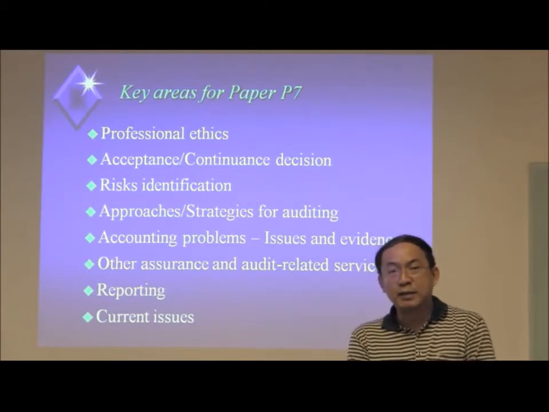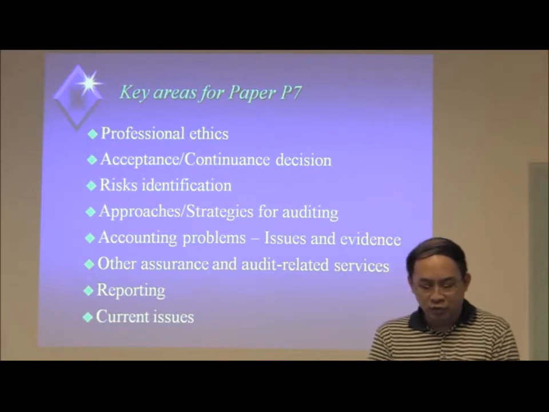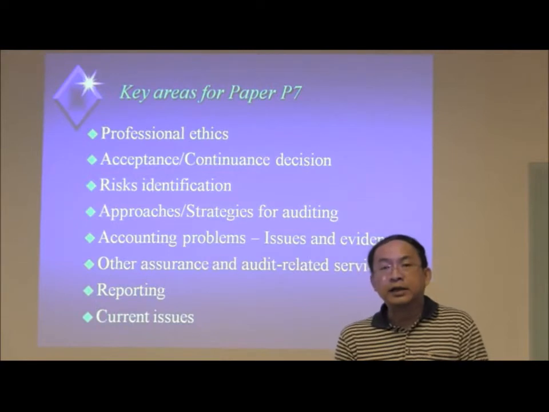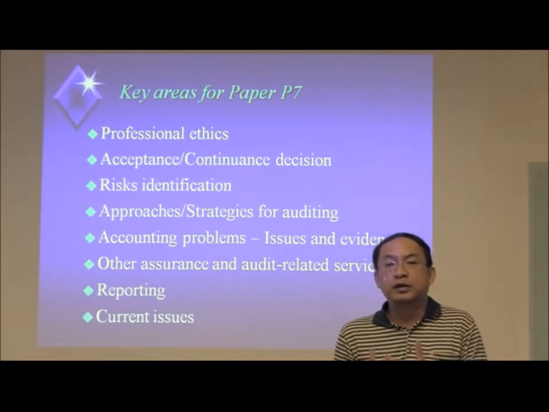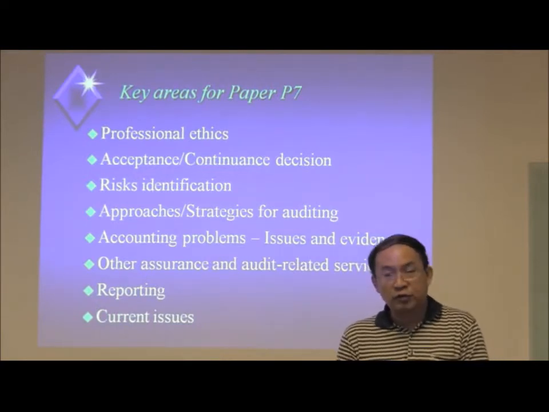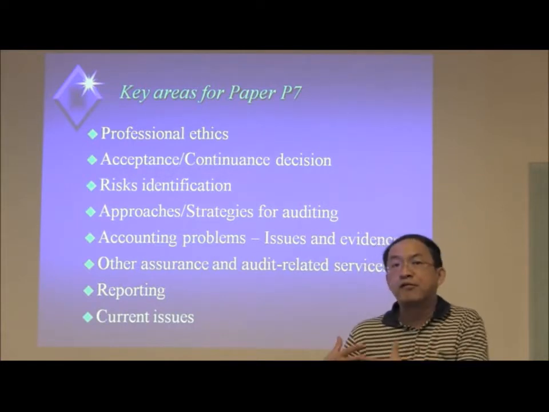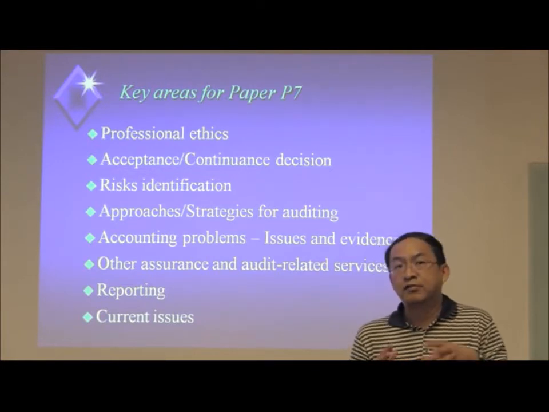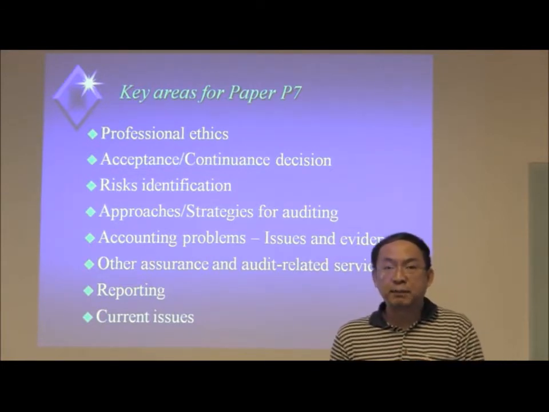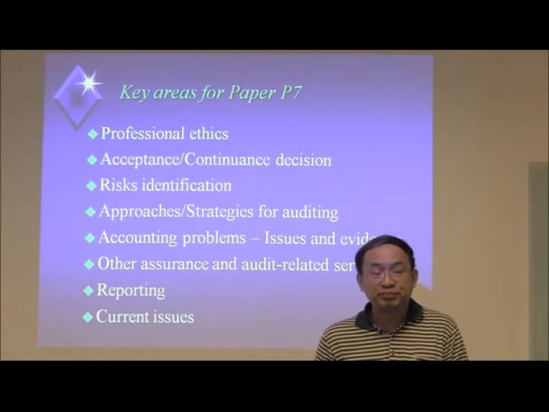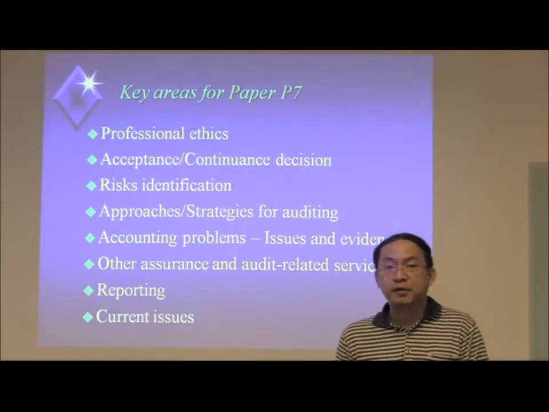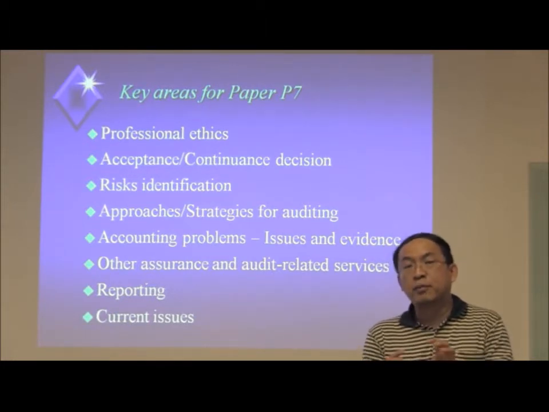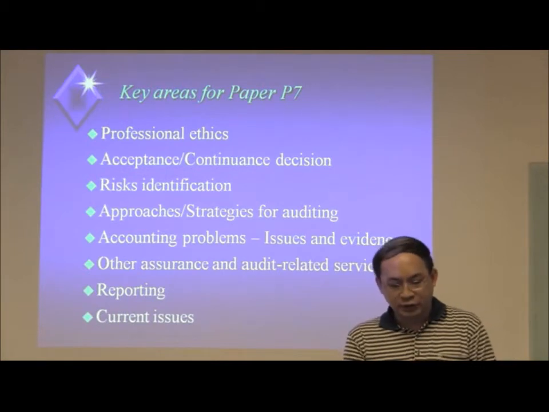Risk identification, a must for P7. So we will look at that important topic later. Strategies for auditing accounting issues and accounting problems, so that will lead to the audit procedures relating to those accounting issues. And we have other assurance or other related services. Now this is something that will probably be heavily emphasized at P7. Students should be aware of that. Every year, every exam in P7, there should be a reporting issue and a current issue incorporated into probably a question, 1 or 2.